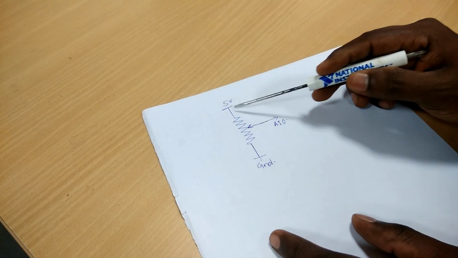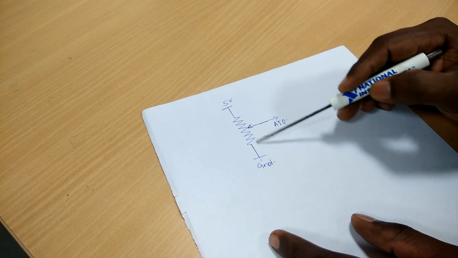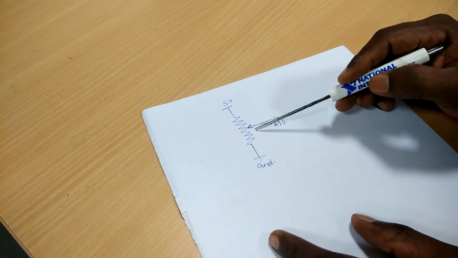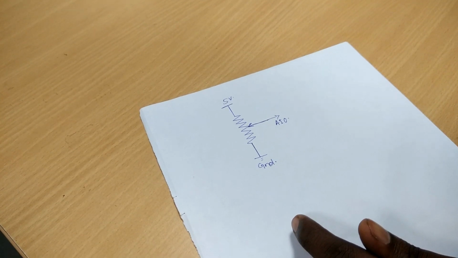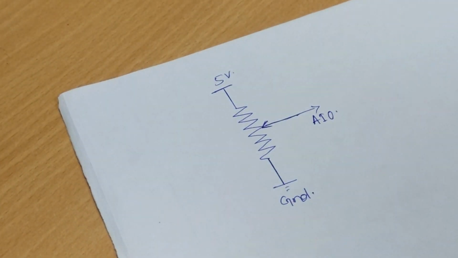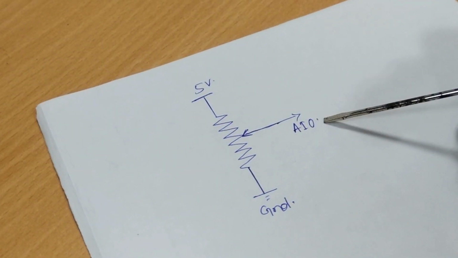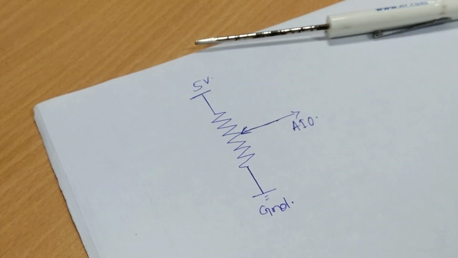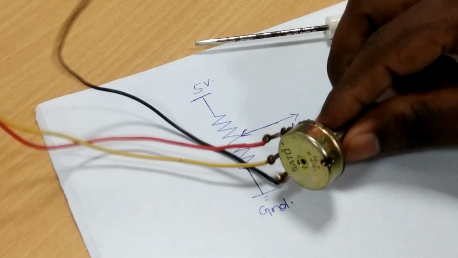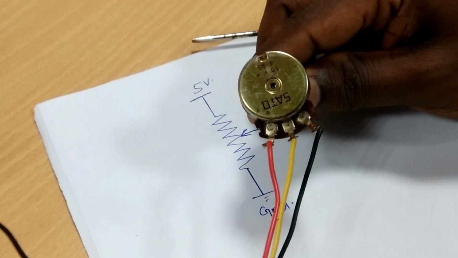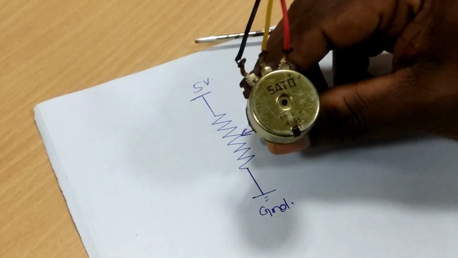In today's video, I will show the analog signal acquisition. We can demonstrate this operation by measuring the voltage of a pot at various shaft positions. For that, I have taken one 10K pot where the 3 wires are connected to 3 terminals of the pot.